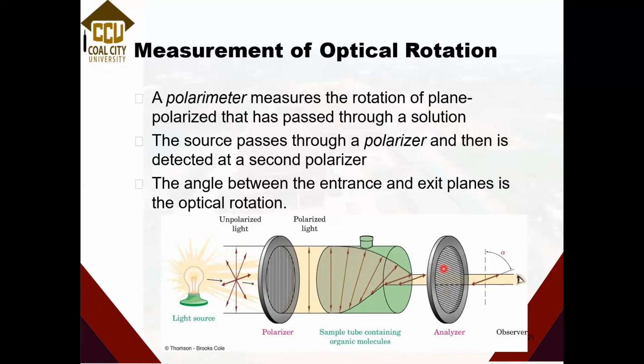So the angle of that rotation, that means the amount of light we can see, the angle it is forming, you can see here now the amount of light the observer is seeing. The angle it is forming is calculated here as the specific rotation, that is alpha, specific rotation.